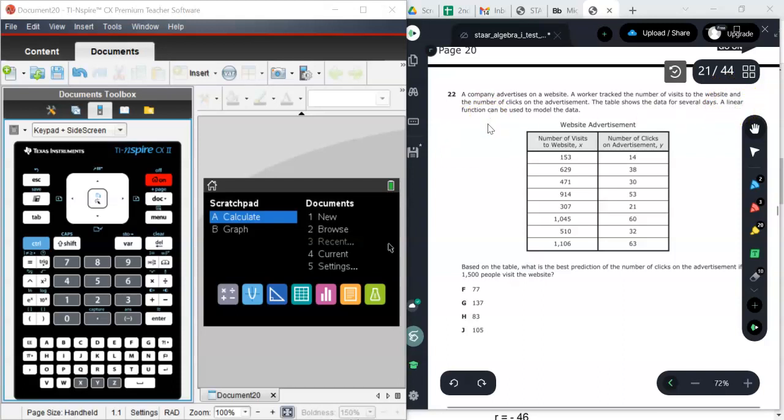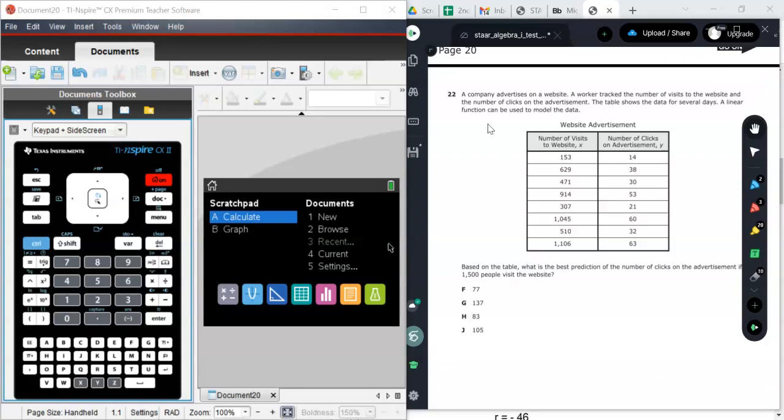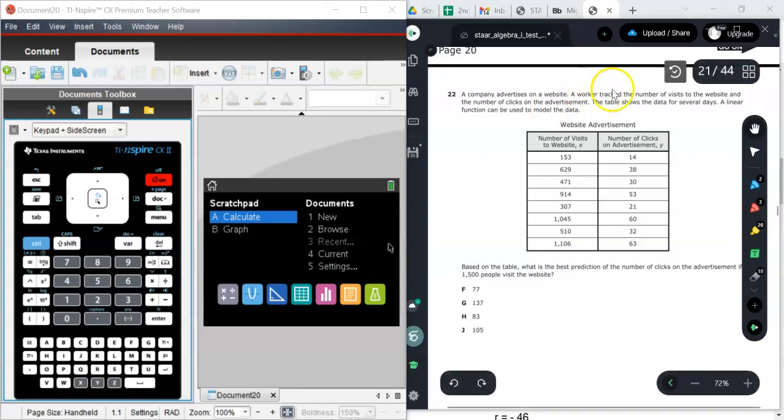Whenever you're going through the STAAR test, make sure you look and see. It'll tell you linear, quadratic, or exponential. Those are the types of functions and relations that you have. Most of the questions will tell you which one, so you know what you're dealing with. So this one is linear, so I know it's linear from the get-go.